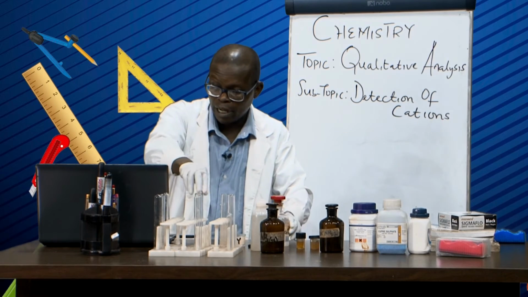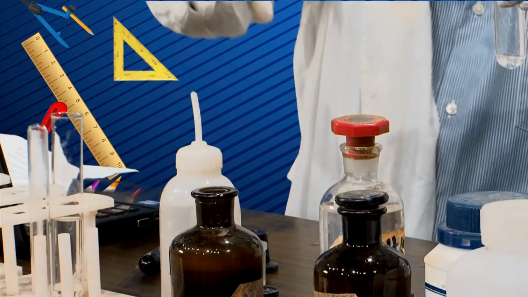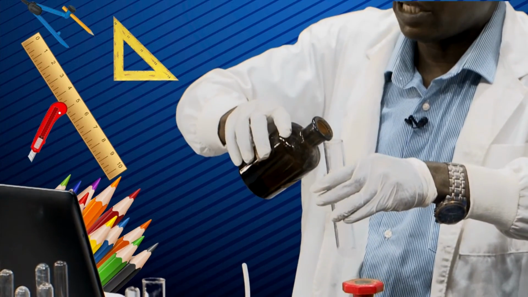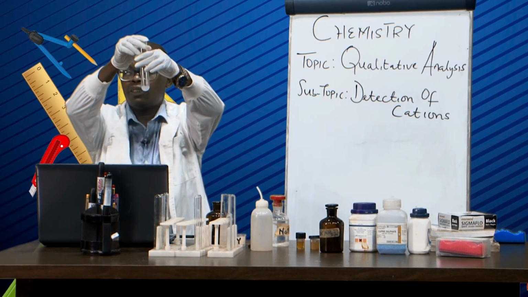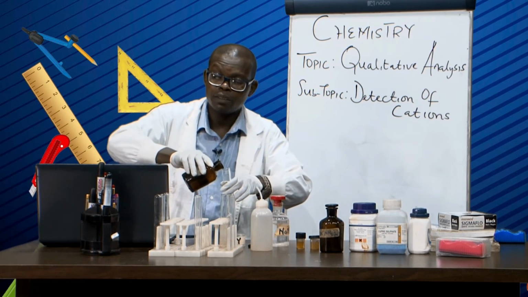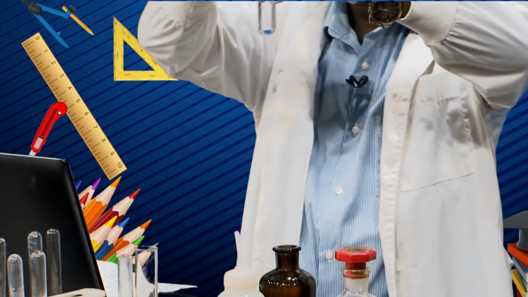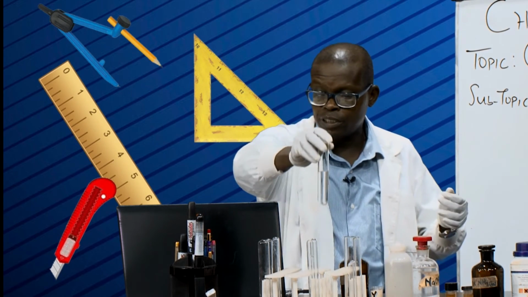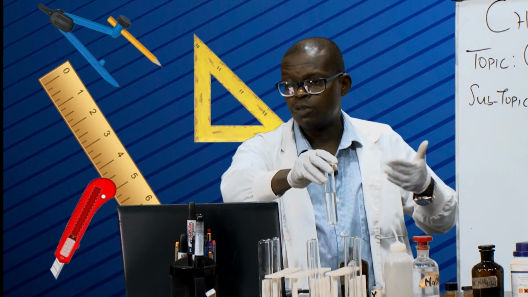We are going to add ammonia to the second portion. We first add it in drops and see what is going to happen. Then we equally add it in excess. Like what we had before, adding it in drops, you see, is white gelatinous precipitate. Now let's add it in excess. You see, the white gelatinous precipitate is dissolving gradually and is becoming clearer. That is the reason, when you are doing it, you must first add it in drops. Don't add excess to it because the white precipitate may dissolve and you may not know.